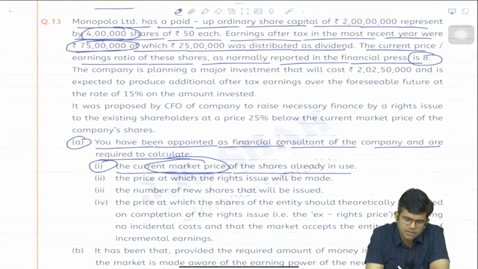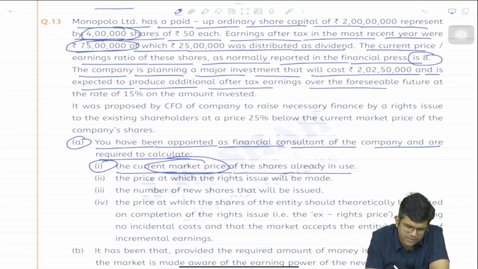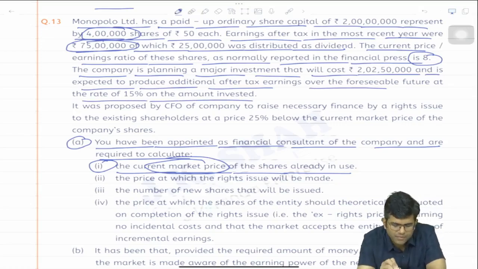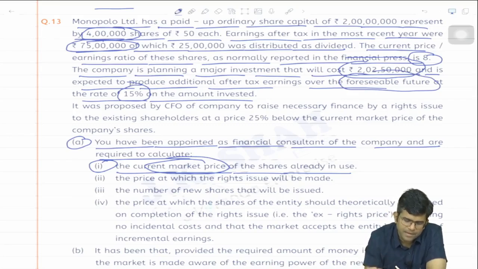Okay. The company is planning a major investment that will cost 2 crore 2 lakh 50,000 and is expected to produce additional earnings over the foreseeable future at the rate of 15% on the amount invested. Okay, so they are saying that we have got a new project for which we will require 2 crore 2 lakh 50,000. From that new project we will generate 15% per annum for eternity. Everyone clear? Earnings after tax. Everyone clear till here, the story?